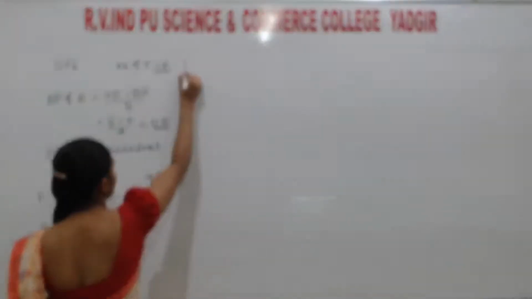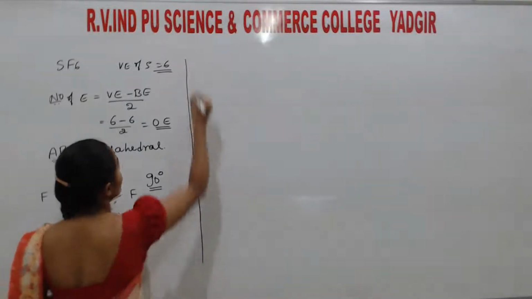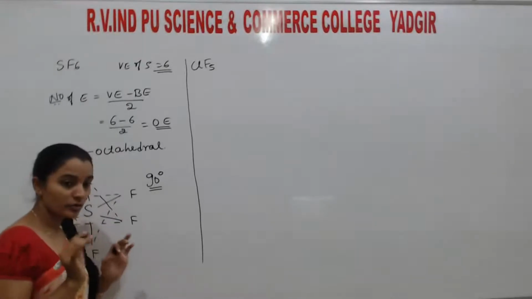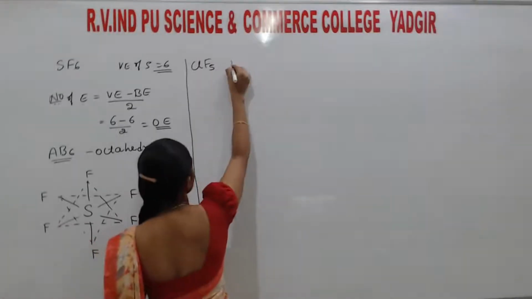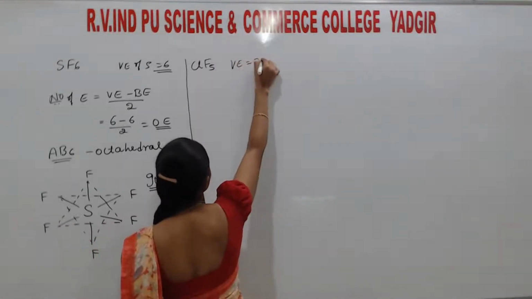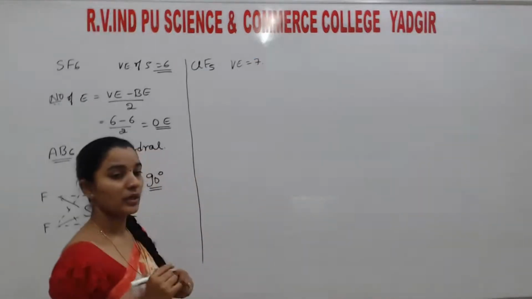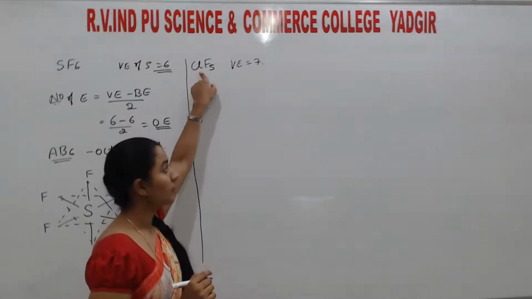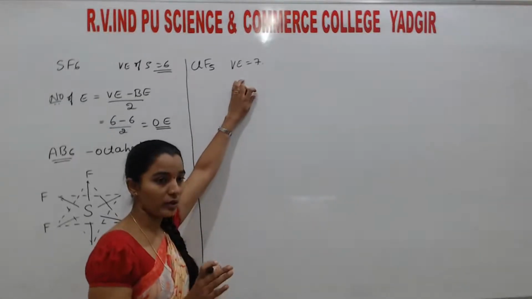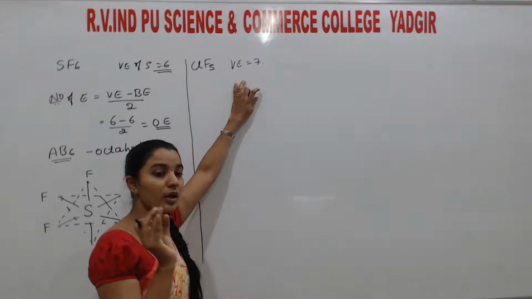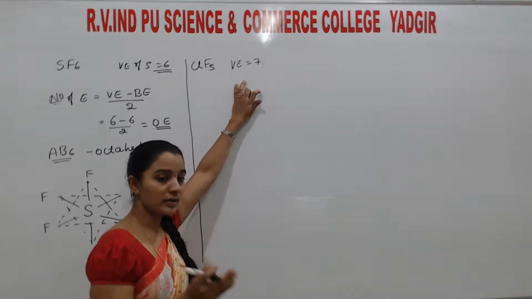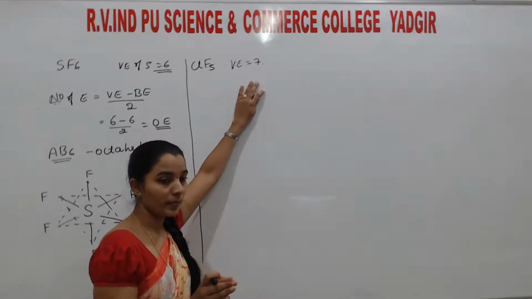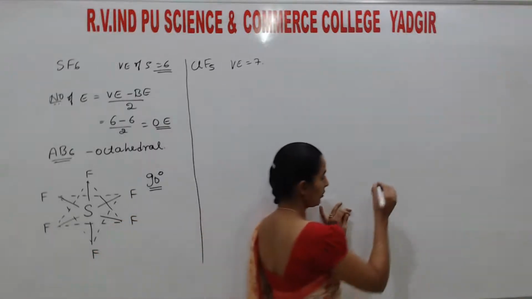Next, you consider ClF5. So students, this is a halogen. So valence electron is how much? 7. Number of valence electron in this halogen atom is 7. No matter which is chlorine, bromine, iodine. In all these, halogen means 17th group elements, its valence is of how much? 7. Okay, remember I will give one hint.